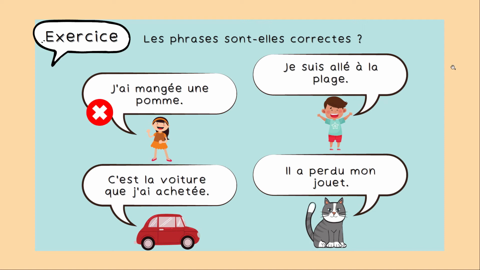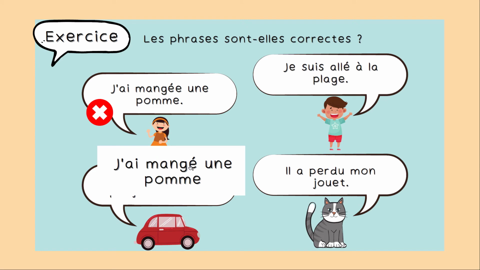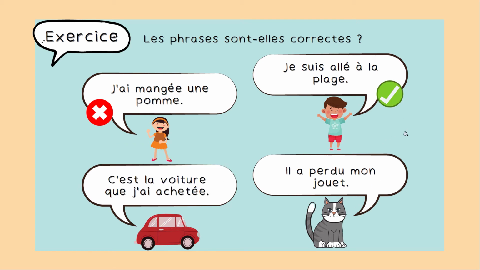C'est parti. La première phrase est incorrecte. J'ai mangé une pomme. Où est l'erreur? Where is the mistake? We are using the auxiliary verb avoir, and the direct object of the sentence is placed after the verb manger. So we do not agree the past participle with the direct object. La deuxième phrase est correcte. La troisième phrase est correcte. La quatrième phrase est correcte.